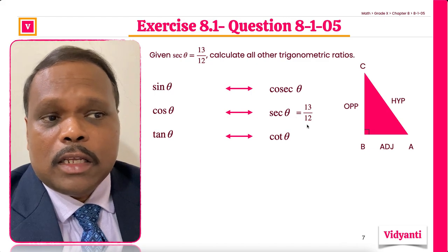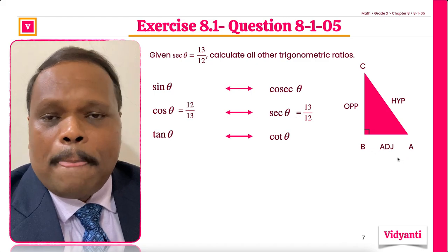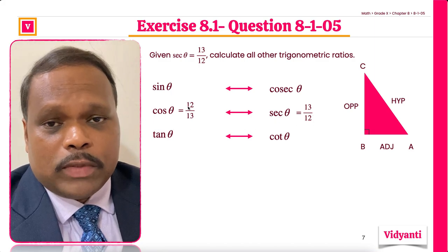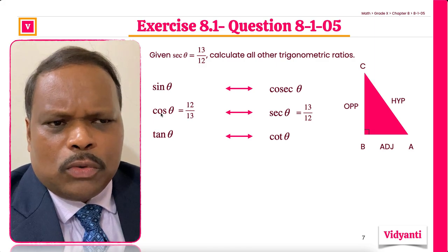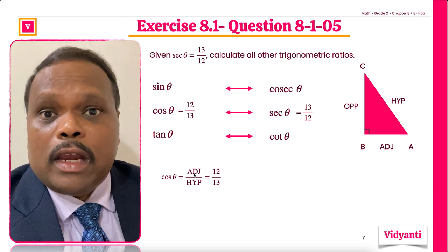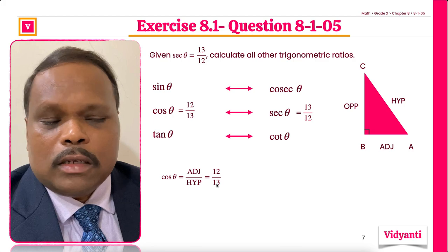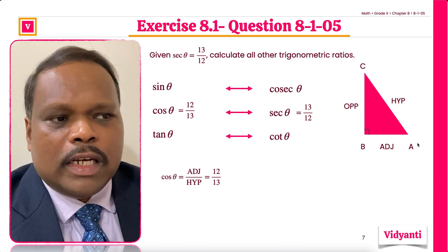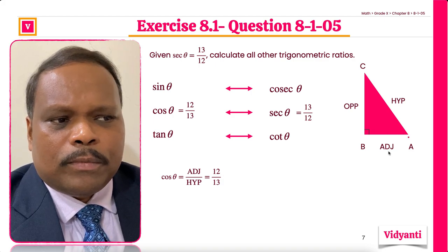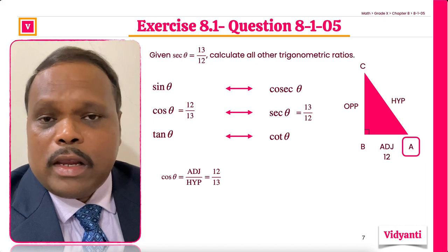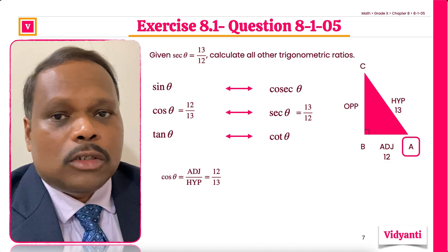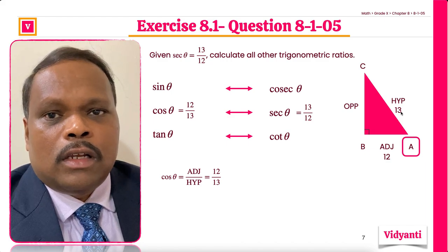Now sec theta is 13 over 12. So that means cosine theta will be the reciprocal, 12 over 13. Now cosine is nothing but adjacent over hypotenuse. So we have to assign adjacent as 12 and hypotenuse as 13. In this triangle, let's consider angle A as theta. Adjacent will be this particular side, that will be 12, and hypotenuse will be this particular side AC, that will be 13. Once we know two sides, the third side can be easily calculated using Pythagoras.